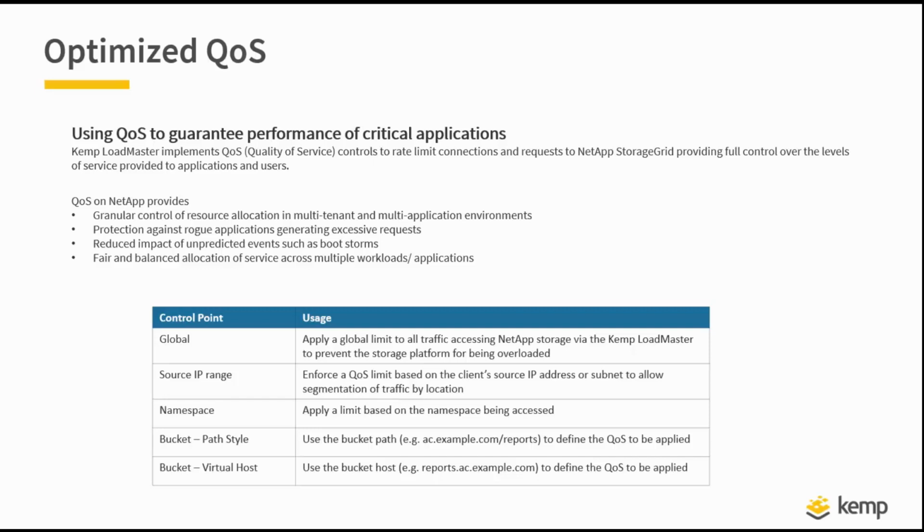Kemp LoadMaster, with built-in quality of service, can rate limit connections at a very granular level, whether that be at the source IP address of the application or services accessing the storage, the namespace being accessed, or even down to the bucket being accessed. This rate limiting can be throttled based on connections per second, requests per second, or even bandwidth. It's with this fair and balanced access to resources which will enable the business to deliver on the SLAs established for the object storage solution.